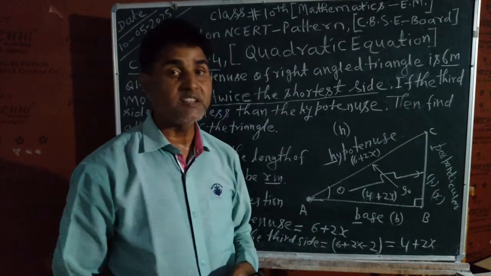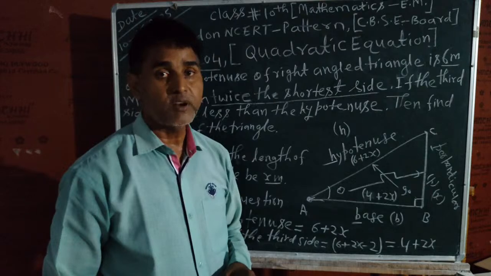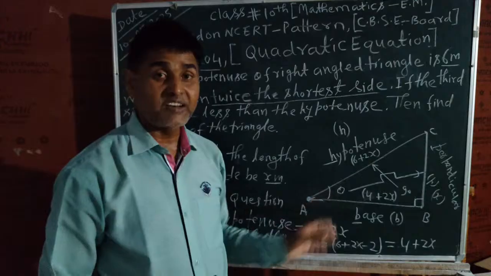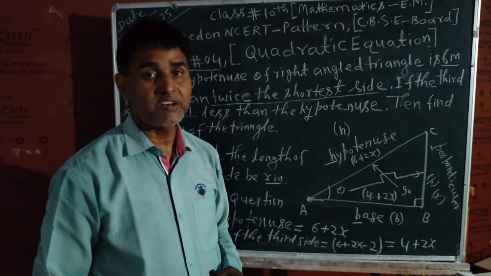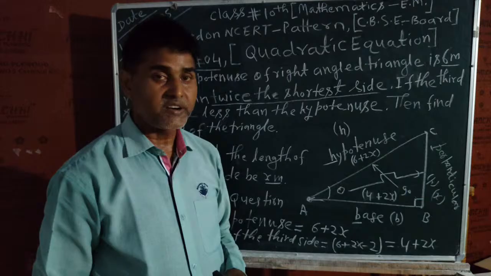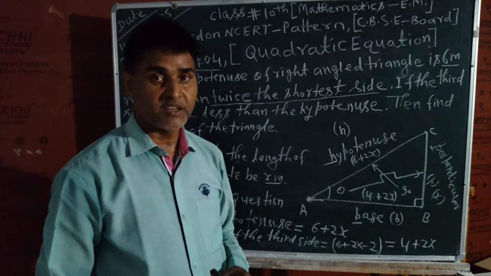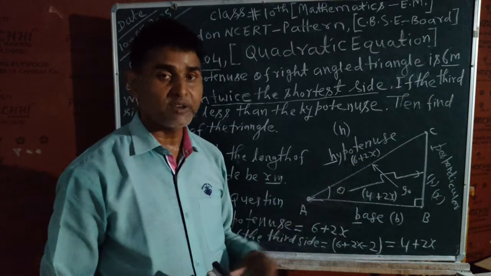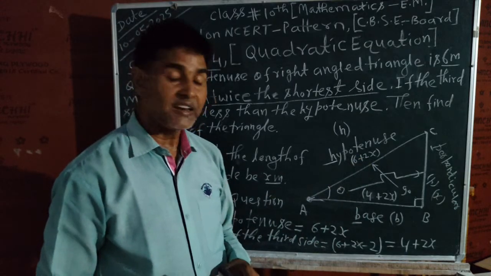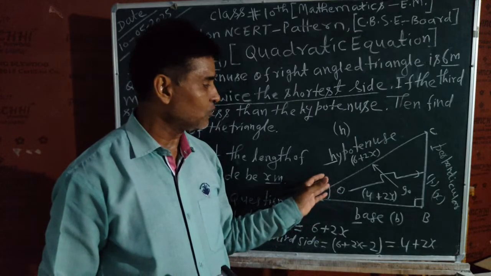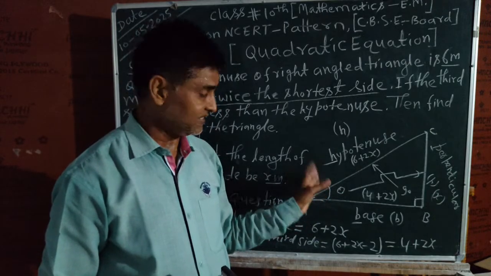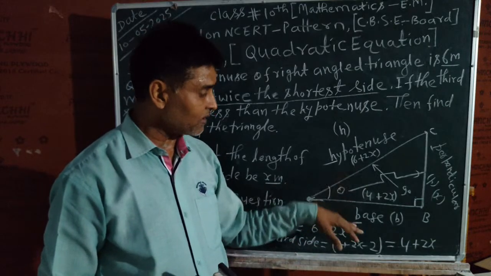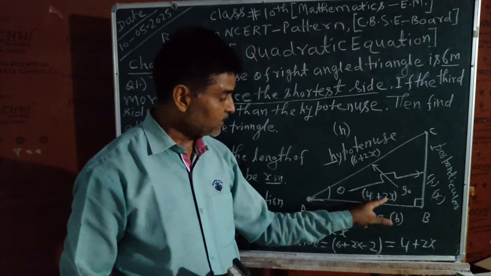So I will use the concept of Pythagoras theorem, and after applying it we will get a quadratic equation, and I will solve that quadratic equation. After solving, I will get two values of x. One value will not be valid for the side of the triangle, because the length of a triangle side cannot be negative. So one value of x I will reject here, and the other value I will consider, and I will put it in the place of x.